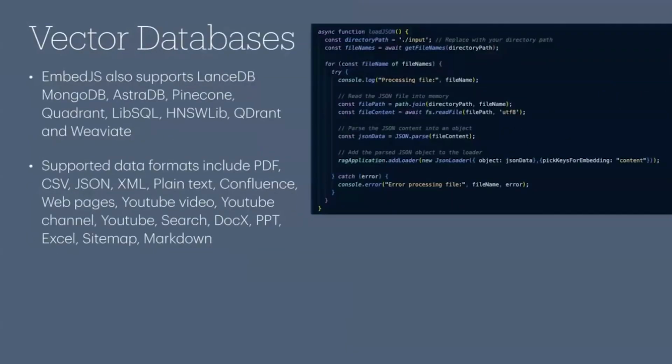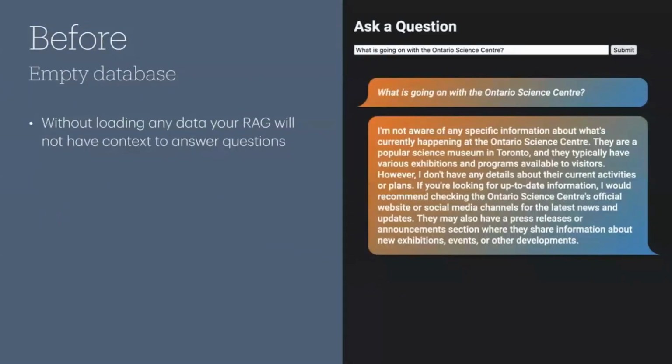For the vector databases, EmbedJS supports LanceDB, MongoDB, Astra, Pinecone, a whole bunch of other ones, and a whole bunch of different data formats. So you can use PDFs, CSV, JSON files, XML, plain text files, entire websites, it'll watch YouTube videos for you, docx, et cetera, et cetera. So it's not that hard to load in. If you know some basic JavaScript, you can load those in. It'll process for you, and it loads in.